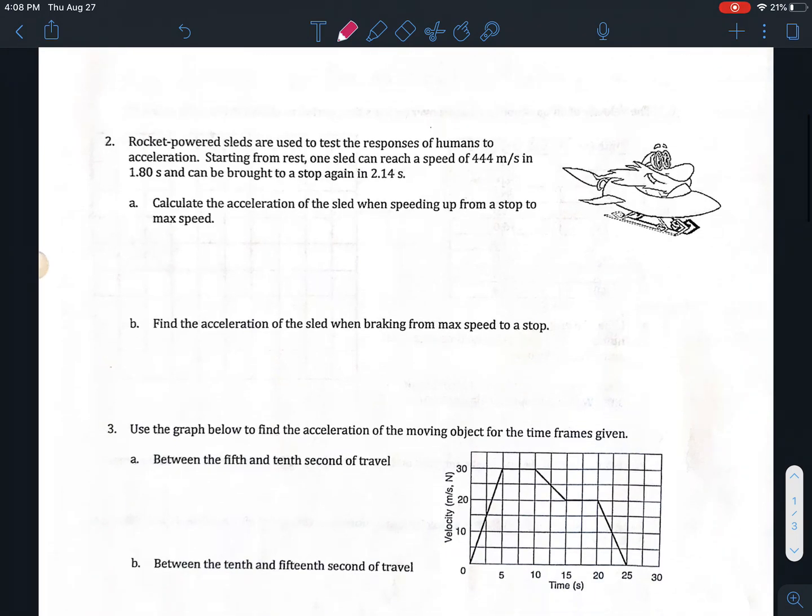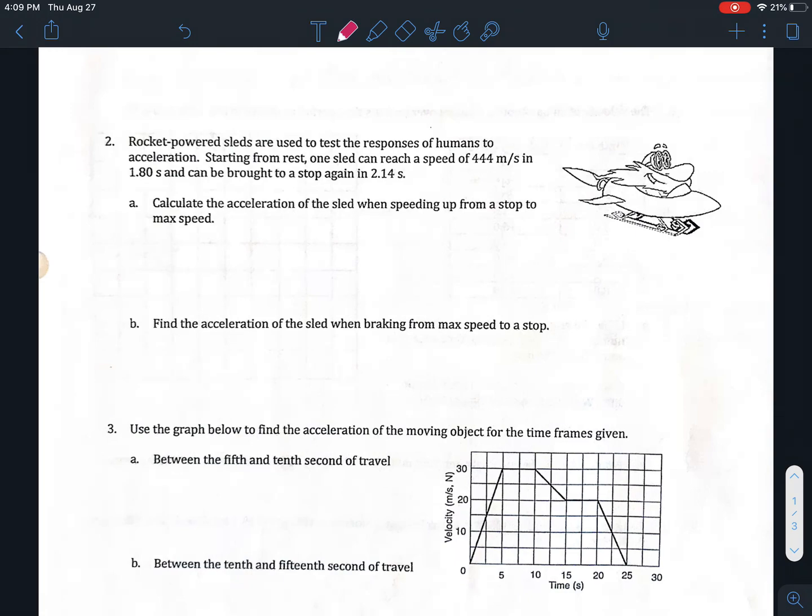If we skip down a little bit, I always have questions on number 2. So let's just look at the givens a little bit. They give you a lot of information, and so sometimes it's hard to figure out which numbers to pull. So our rocket power sled is starting from rest, can reach a speed of 444 meters per second in 1.8 seconds, and then can be brought to a stop again in 2.14 seconds. So we have both speeding up to the greatest speed, and stopping from that greatest speed.